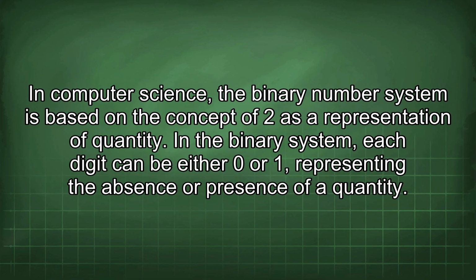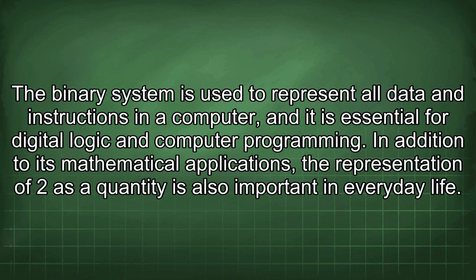In computer science, the binary number system is based on the concept of 2 as a representation of quantity. In the binary system, each digit can be either 0 or 1, representing the absence or presence of a quantity. The binary system is used to represent all data and instructions in a computer, and it is essential for digital logic and computer programming.